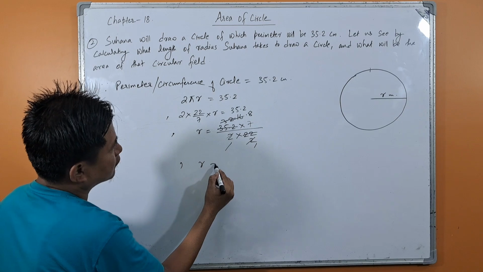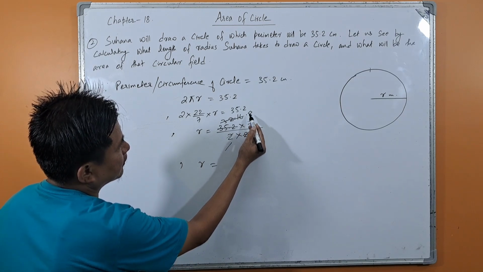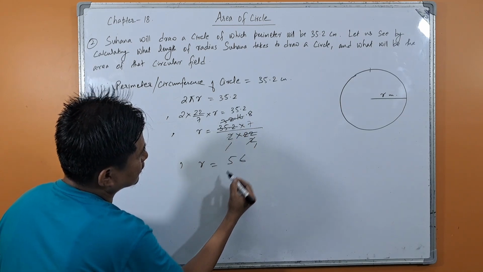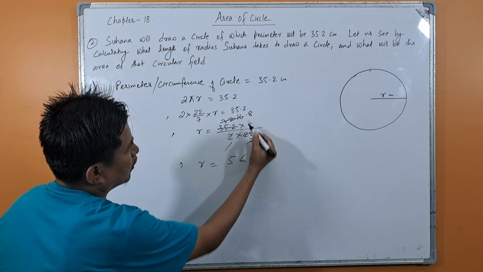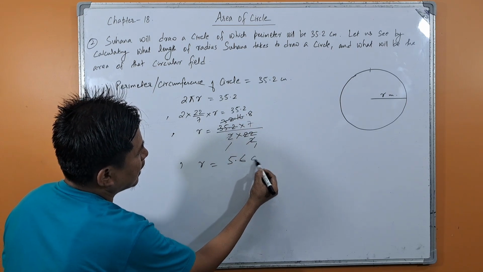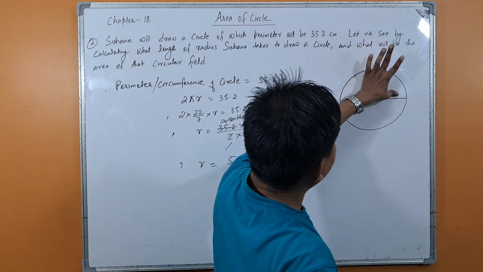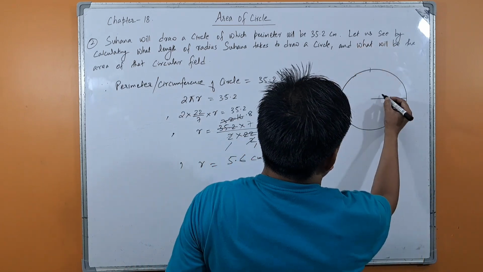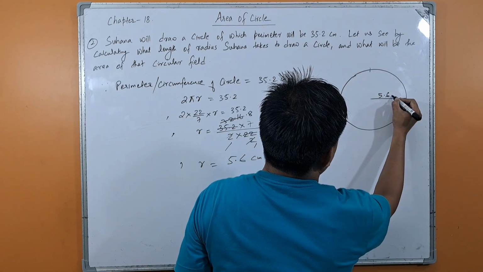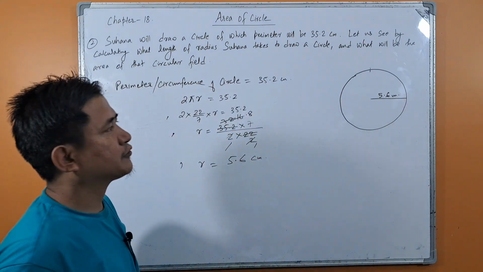Or r equal to 7 into 8. 7 8s are 56, isn't it? We have a decimal point before one digit, we put it here. That means r is 5.6 centimeter. So the value of the radius of this circle is 5.6 centimeter, isn't it? Now let us find the area.